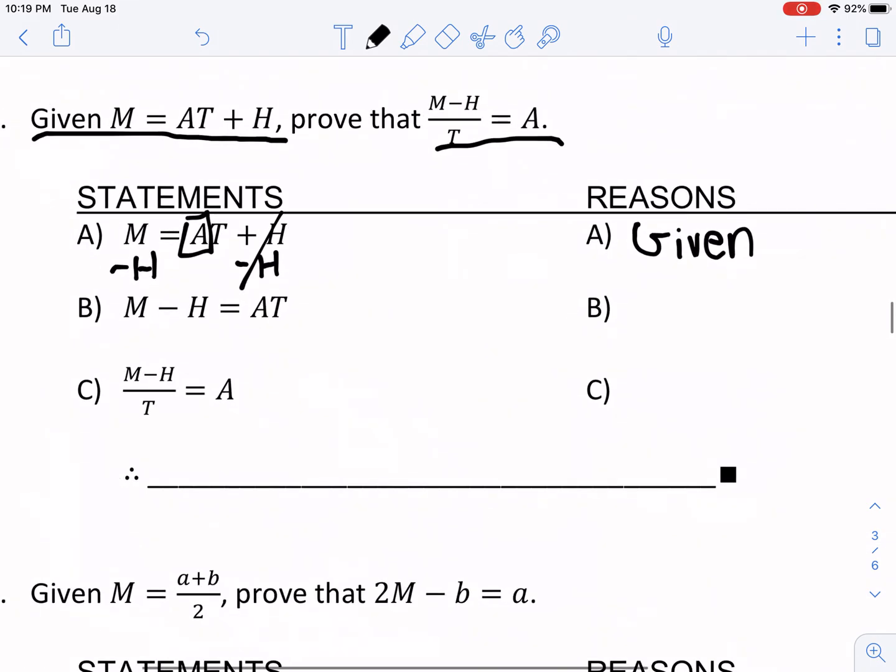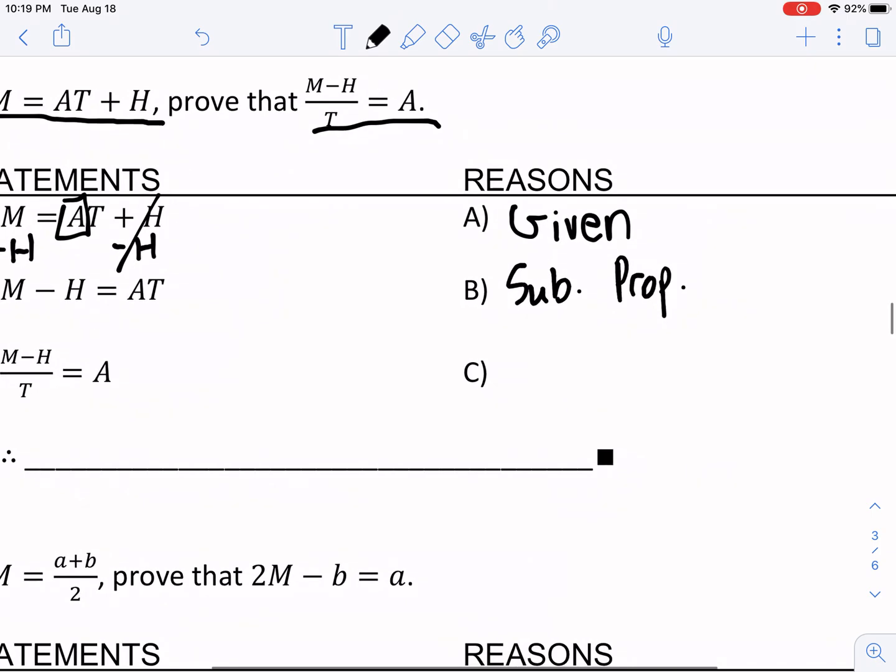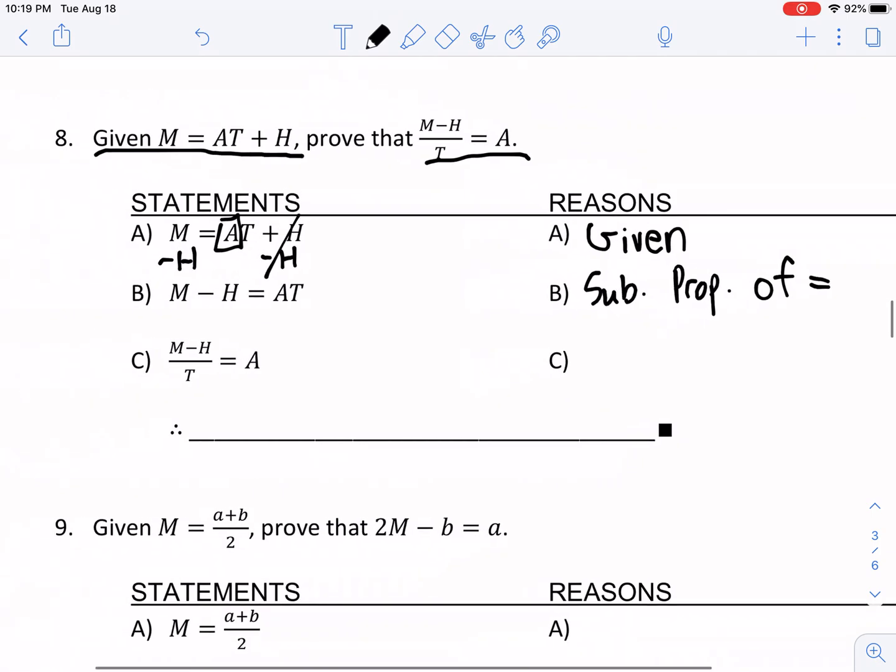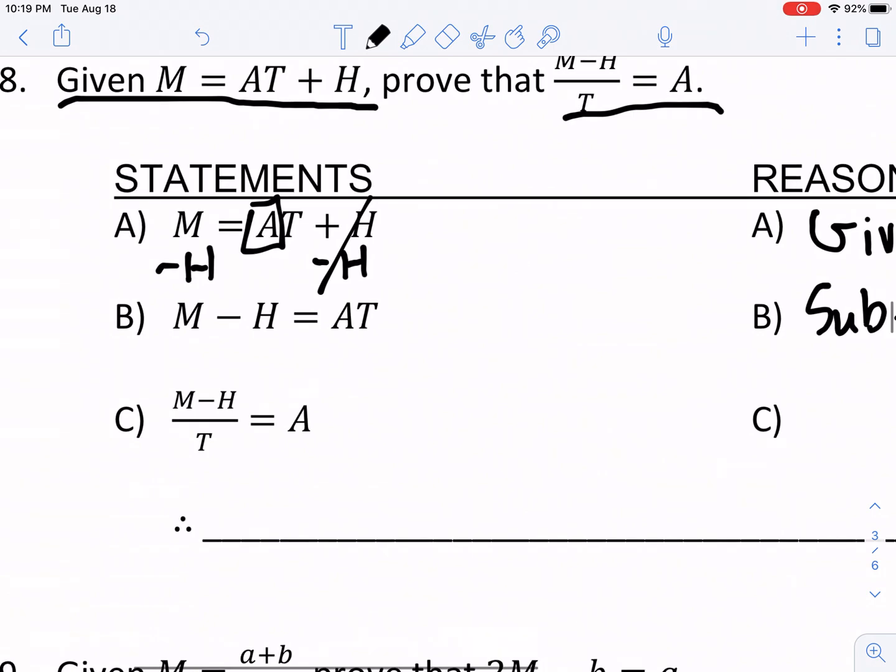Well, what allows me to subtract h from both sides? The subtraction property of equality. Okay, so I worked with that letter that was furthest away from A. Well, now I have to deal with the letter that is attached to A because we want to get A by itself. Well, what does AT mean?